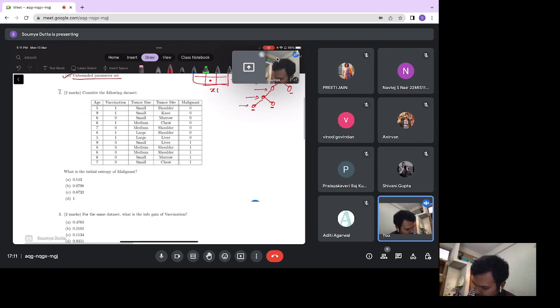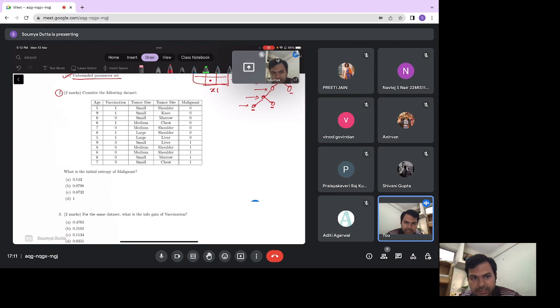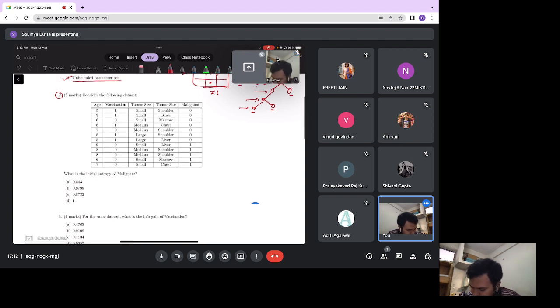Then coming to the second question, which involves a little bit of calculation. I will just write the equation, and the calculation you can do offline. I've already done it and checked it. Just doing the calculations yourself is sufficient for your learning for this question. So you have some tabular data with 3 or 4 features, and you have something known as the target variable, which is malignant.